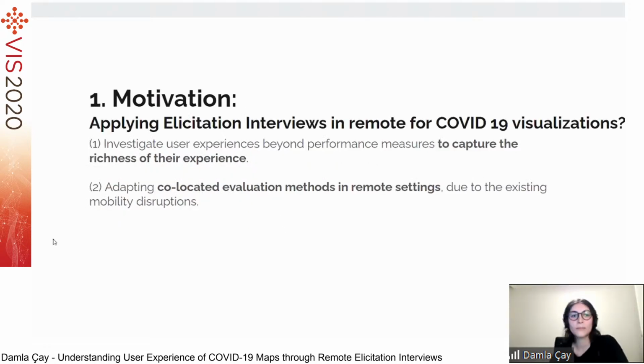So why did we apply this method for COVID-19 visualizations? We believe that for events that affected many people deeply on a personal level, it's important to investigate user experiences beyond performance measures to capture the richness of their experience. And to do this during the pandemic, we needed to adapt co-located evaluation methods for remote settings due to existing mobility disruptions.